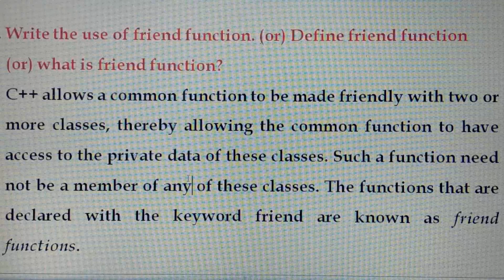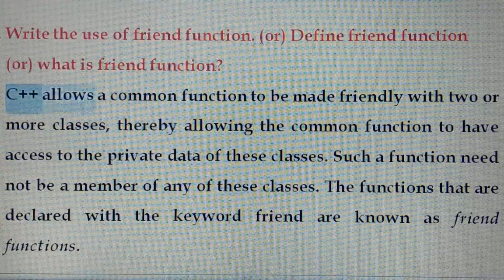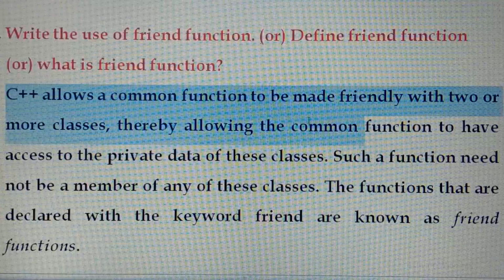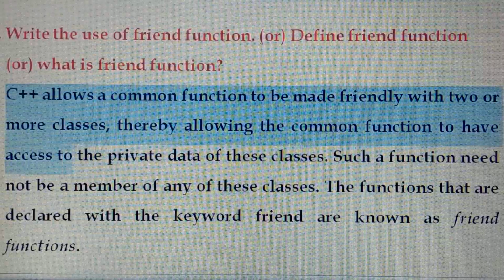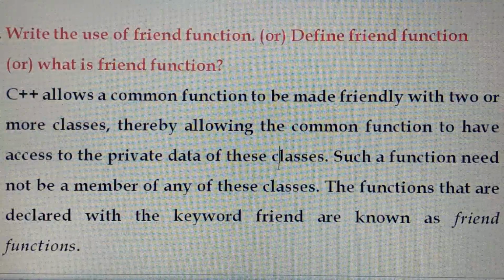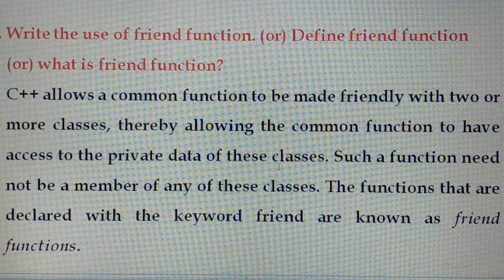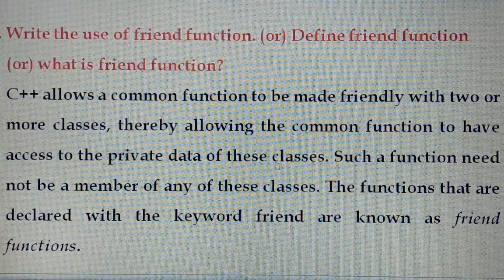The next question is write the use of friend function, or define friend function, or what is a friend function. C++ allows a common function to be made friendly with two or more classes, thereby allowing the common function to have access to the private data of these classes. A friend function may be a friend to one or many classes, two or more classes.